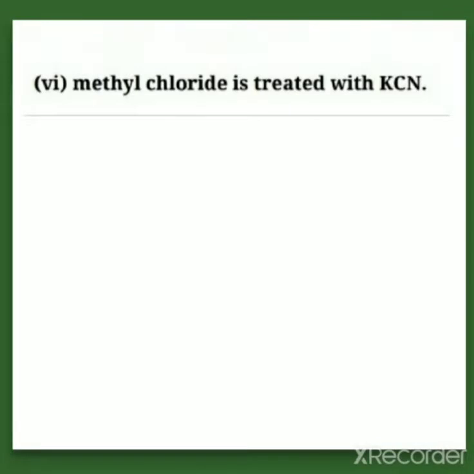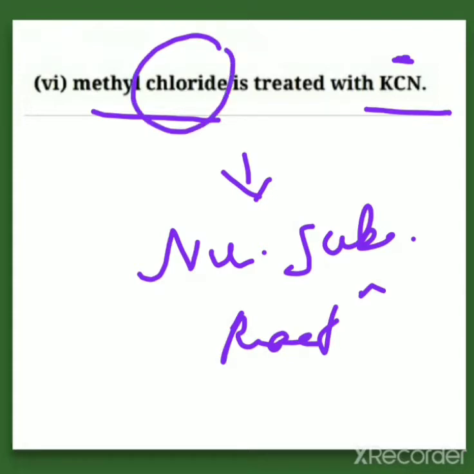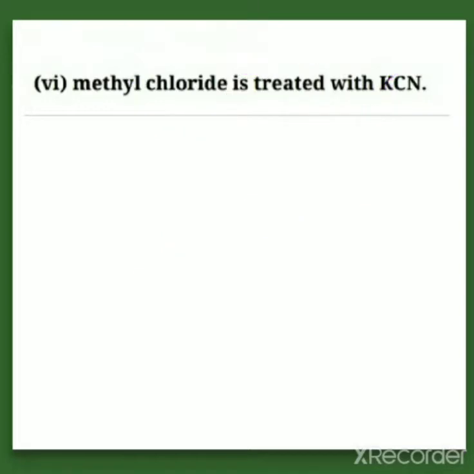Next one. Methyl chloride is treated with KCN. Identify the equation. Methyl chloride, that is an alkyl halide, treated with KCN. So you have identified the equation. Which reaction is this one? In KCN, CN is a nucleophile. So it is a nucleophilic substitution reaction. In a nucleophilic substitution reaction, I told you, remove the halide part and keep the nucleophile. So do this problem. How will we do this one?